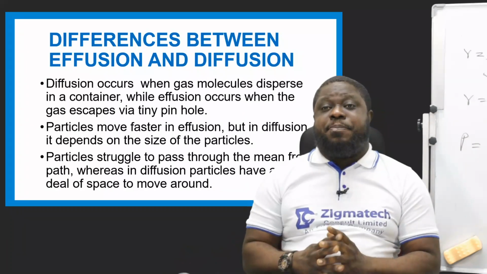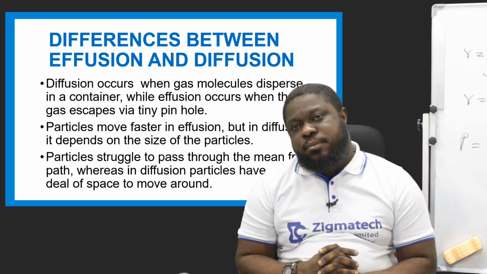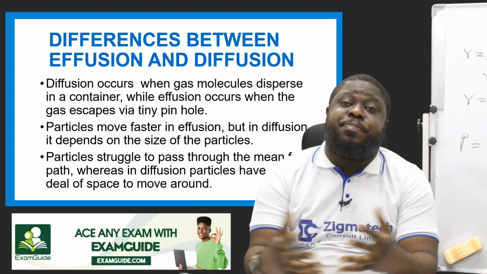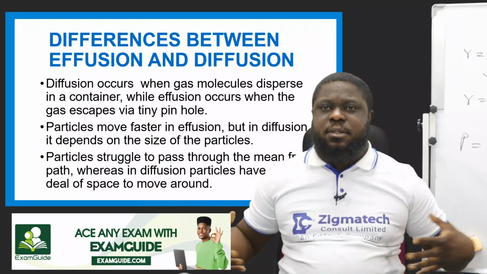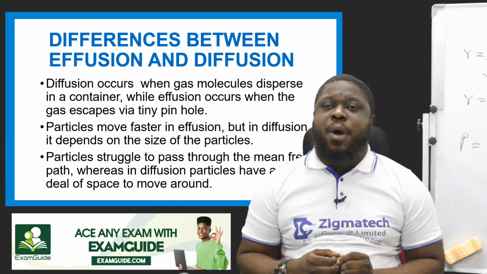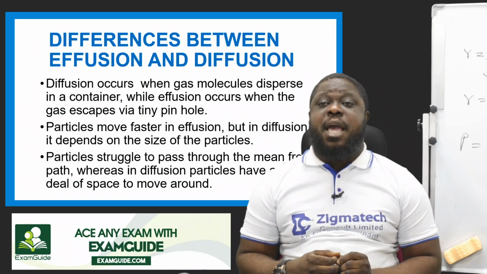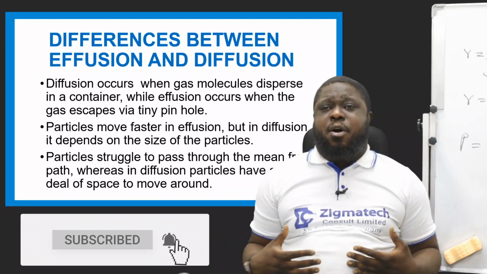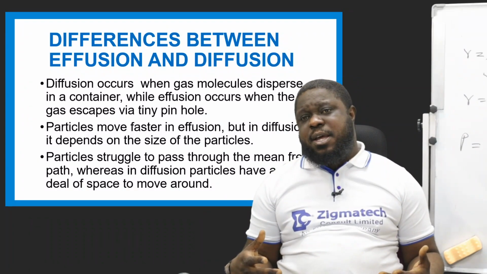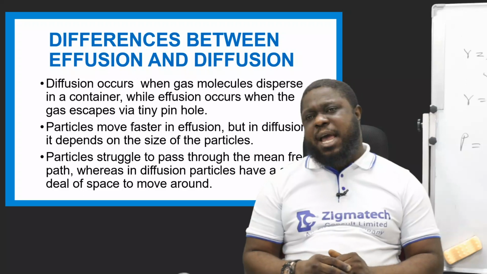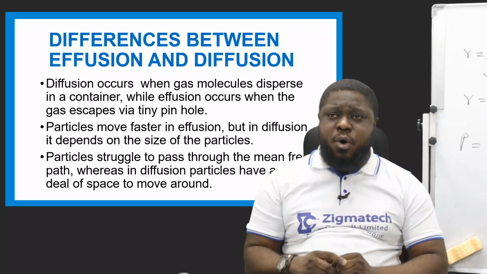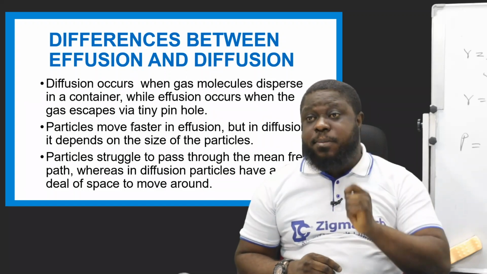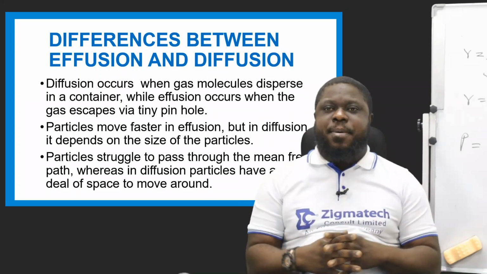Now, differences between effusion and diffusion. First of all, diffusion occurs when gas molecules disperse, spread in a container, while effusion occurs when the gas molecules escape via a tiny pinhole. When they disperse, spread, expand, compress, that's only when they can struggle to come outside. And merely when they come outside from the pinhole, it becomes effusion. So when they come outside, when they escape, it becomes effusion. When they disperse, it becomes diffusion.